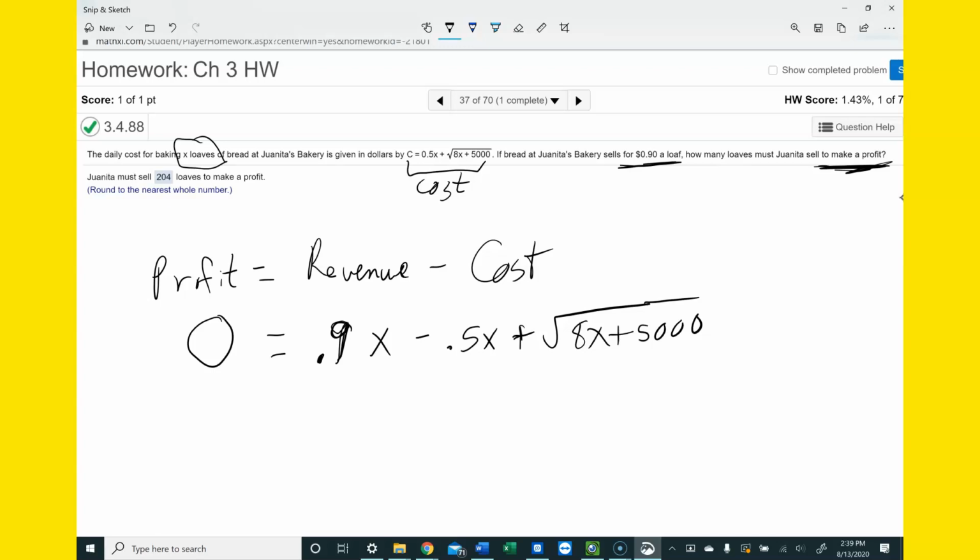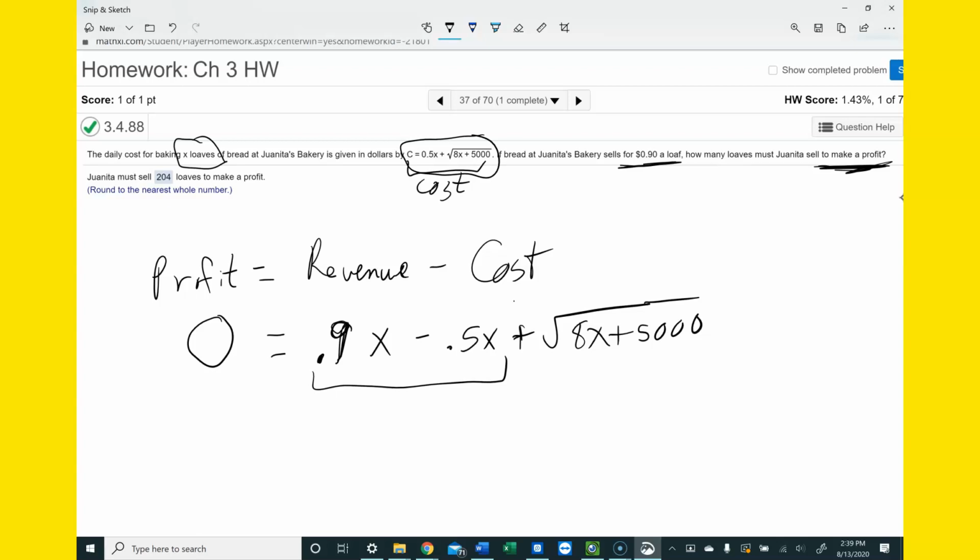To solve it by hand, I would combine the like terms, then move things over to isolate the square root. Then I would get rid of the square root by squaring both sides and continuing on with my algebra. But I'm going to show you how you could also do it in your calculator. I think this is a good opportunity to show some things in the calculator that we haven't seen before.